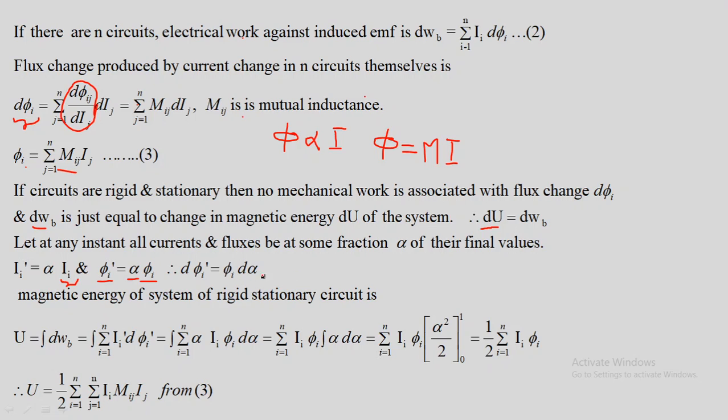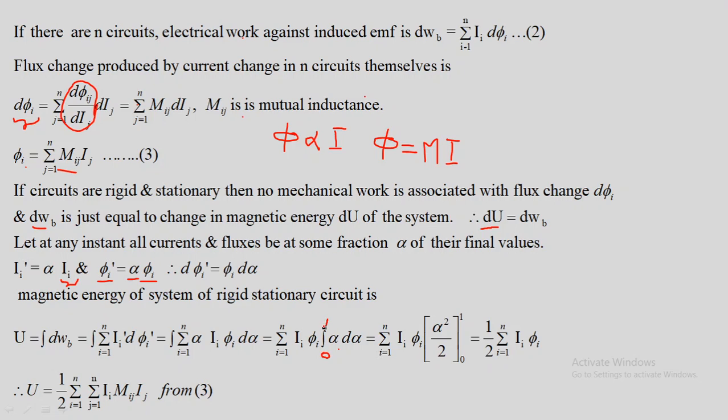Now we can write the magnetic energy of the rigid stationary circuits as U. See, dU equal to dWb. So U equal to the integral of dWb, the total energy of all the circuits. We substitute dWb, then we substitute Ii dash, and we take this constant, Ii phi i, outside because it is a final value. So what is inside is alpha d alpha. Now we are integrating with respect to alpha, so the limit is from 0 to 1.